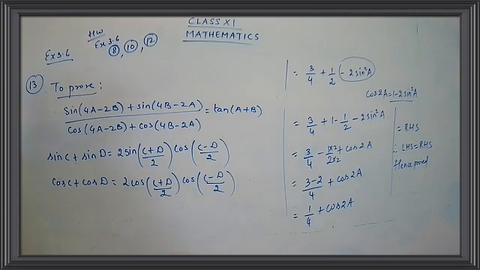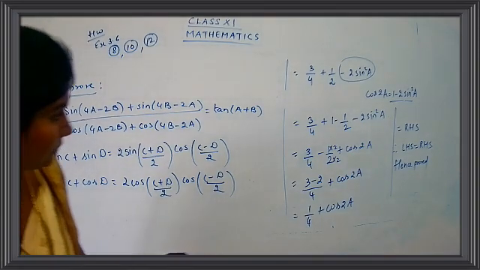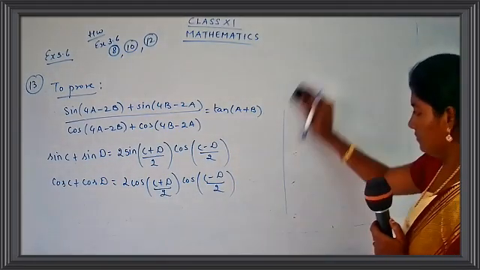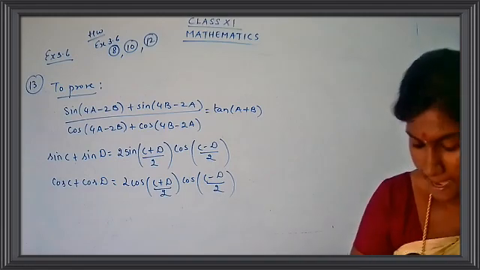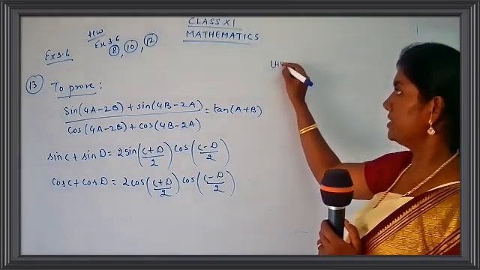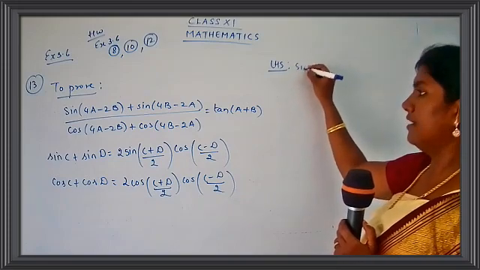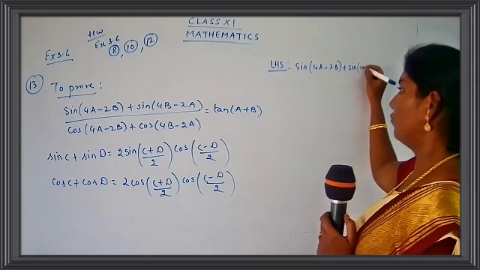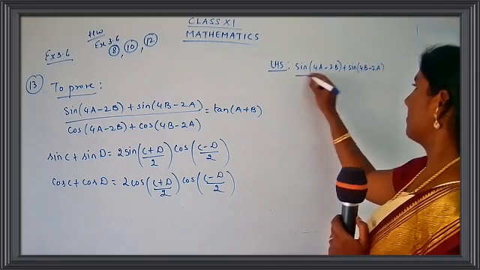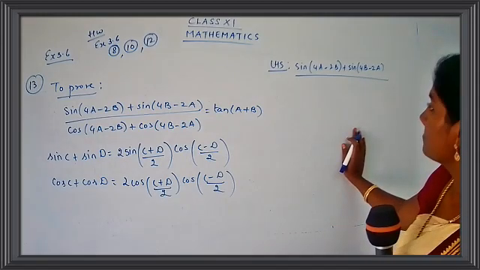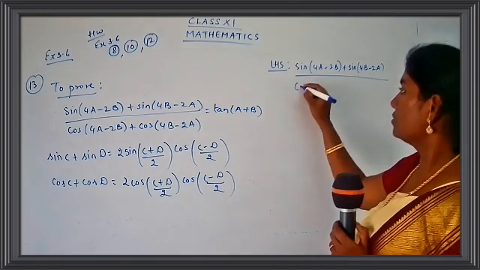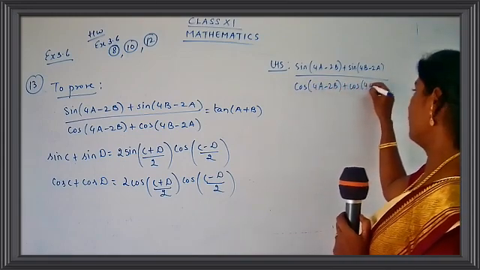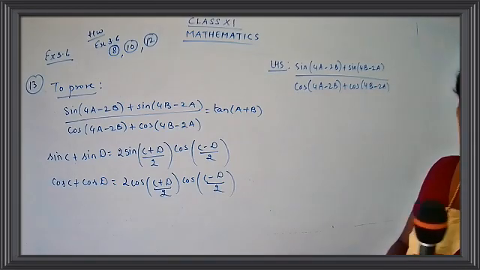Shall we start with the sum, children? Okay, let's start with the LHS part here. We take the LHS: sine of 4a minus 2b plus sine of 4b minus 2a, over cos of 4a minus 2b plus cos of 4b minus 2a. This is what we have for LHS.